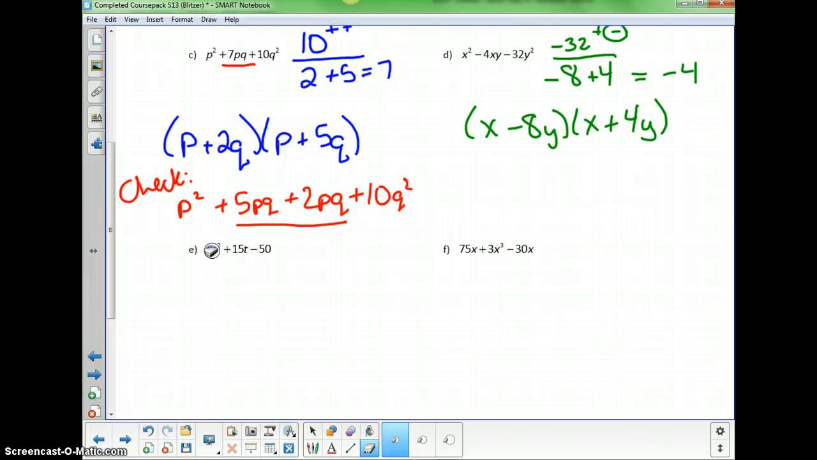Okay. I'm out of time, so I'm going to start that something else in the next video, but just keep in mind that that is something different when I have a coefficient like that.